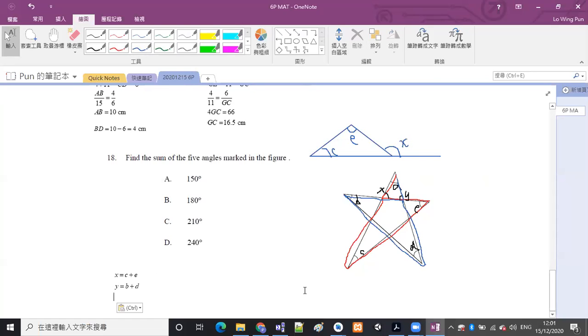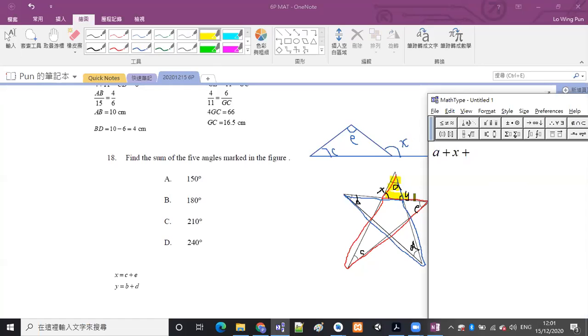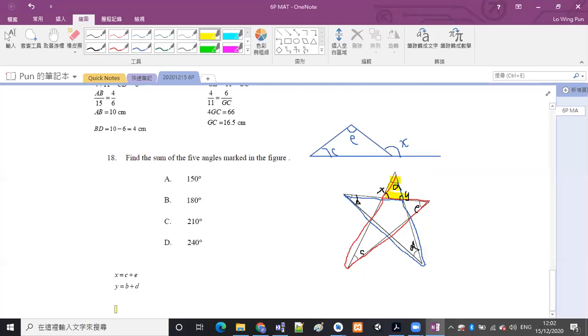Got it? Okay, then I put all the information into this small triangle. We know that A plus X plus Y should be equal to 180 degrees, right? This is angle sum of triangle. But what is X? X has been found to be C plus E. And what is Y? Y has been found to be B plus D. Okay, from this equation, we know that A plus B plus C plus D plus E should be equal to 180 degrees. So that is the answer. The answer is option B.